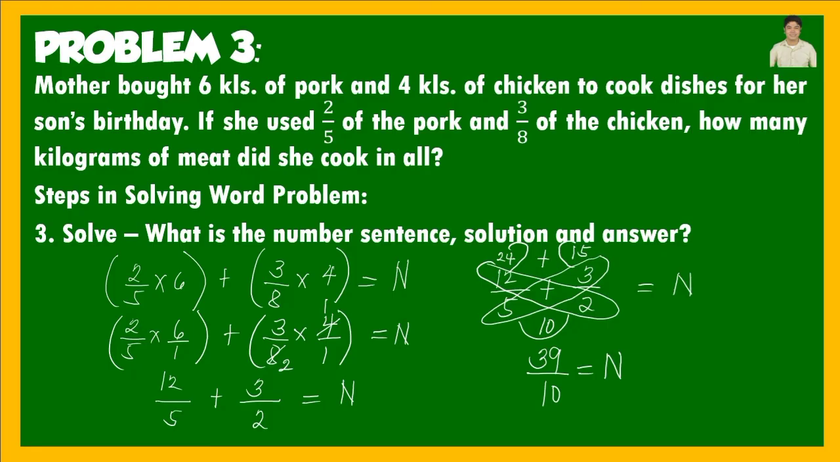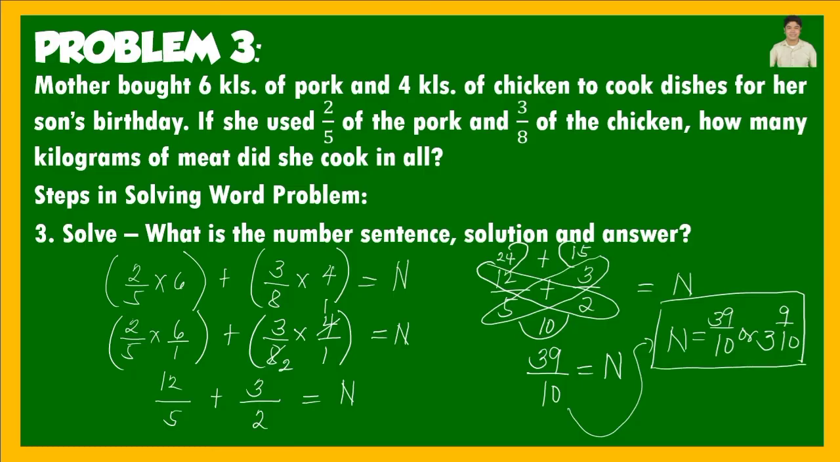So, 39/10 is an improper fraction. So, kailangan po yan nating i-change into mixed numbers. So, ilang 10 ang pwede nating kunin sa 39? So, we have 3. So, ito pwede siyang isulat as n is equal to 39/10 or 3 and 9/10. So, yung final answer talaga natin dito is 3 and 9/10 kilograms.